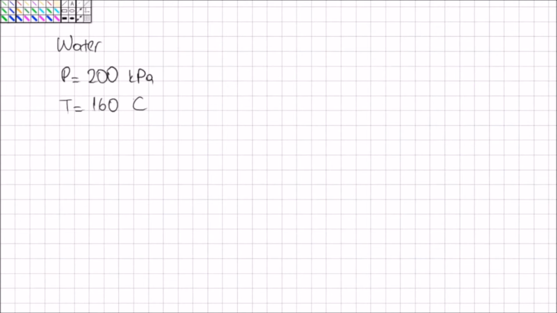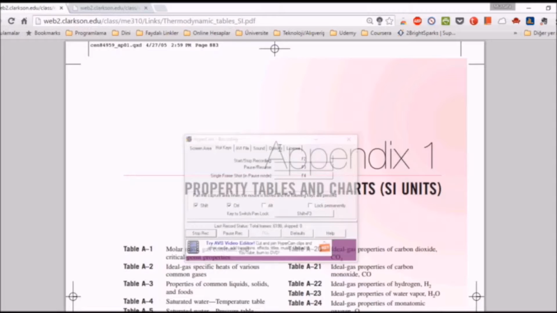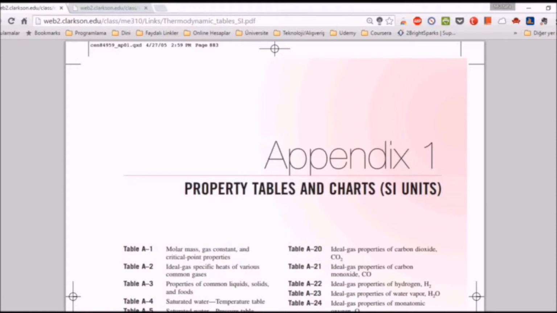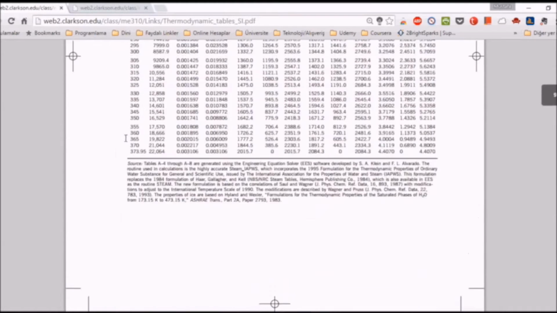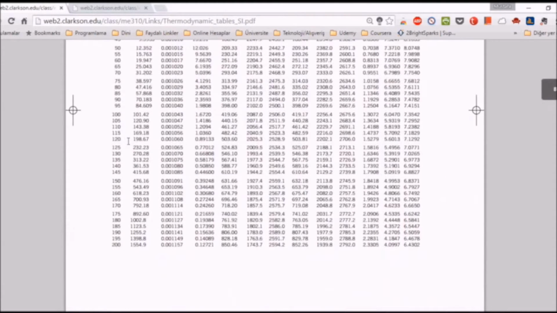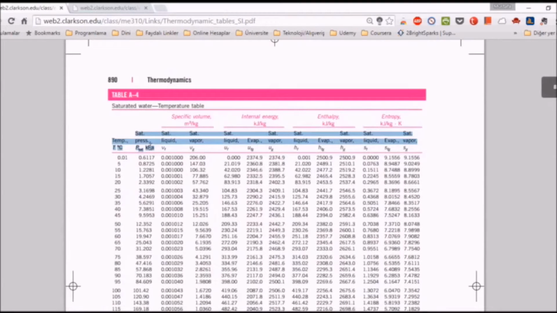So first, we should look at whether water is saturated or not. So we should look at water saturated tables at first. These are A4 and A5 tables. A4 is arranged according to temperature values and A5 according to pressure values, as you know. So we know both of them and we can look at any of them. Let's look at A4.